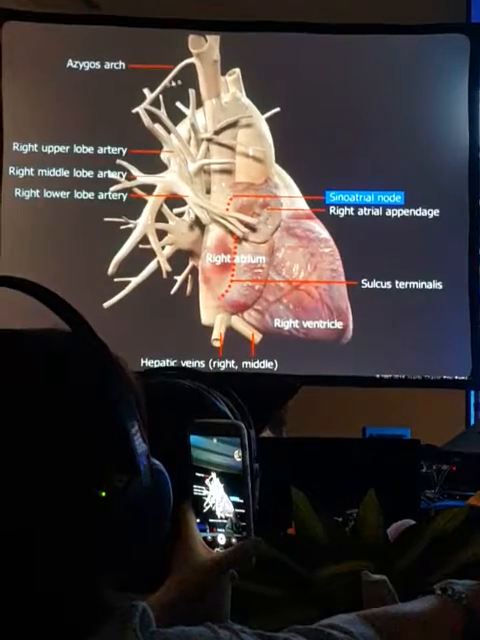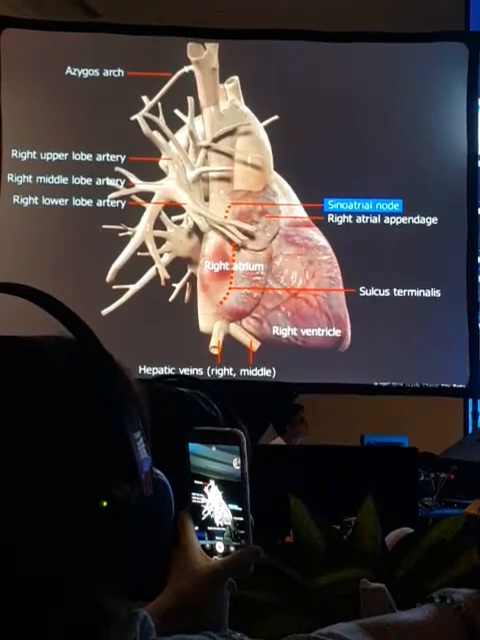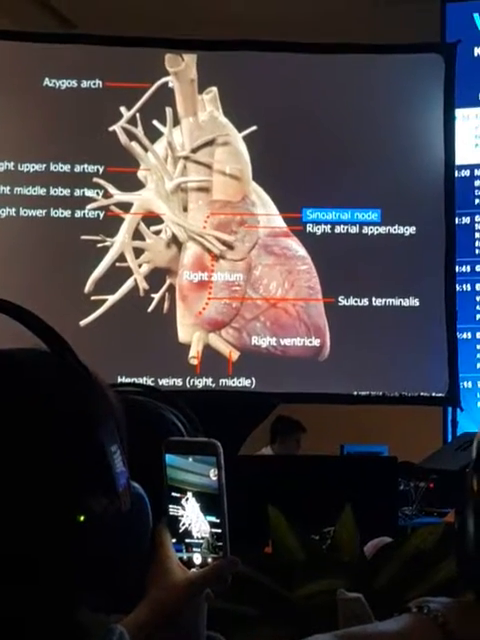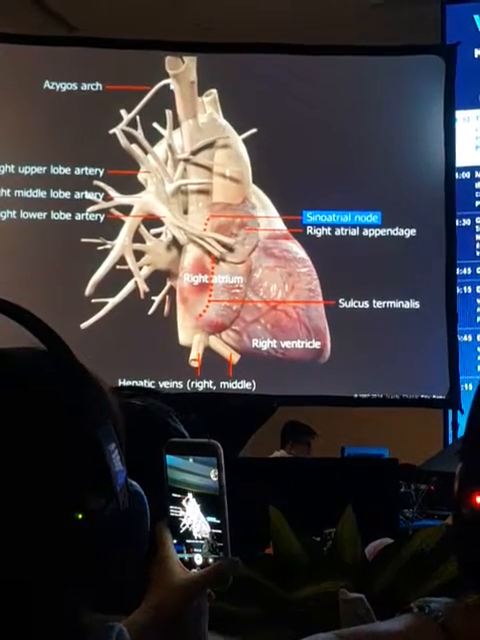Now, behind the superior vena cava here, you have the azygos arch. In my model here, the azygos arch is a bit thin. In the fetus, it's bigger than that.